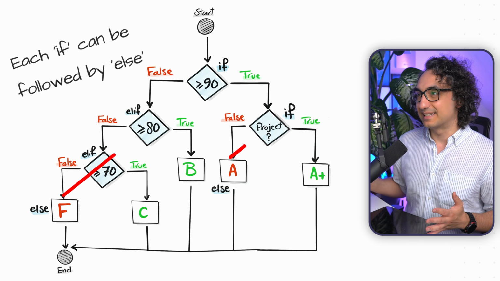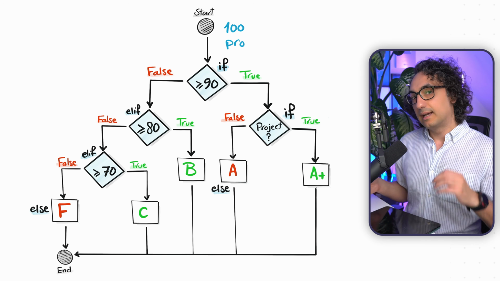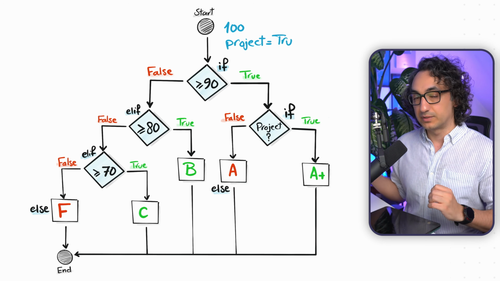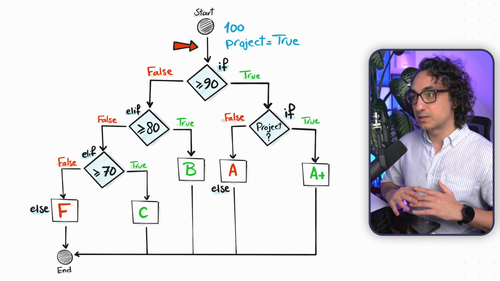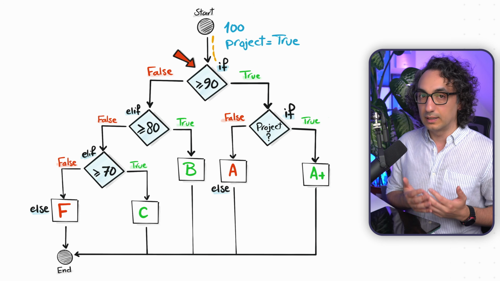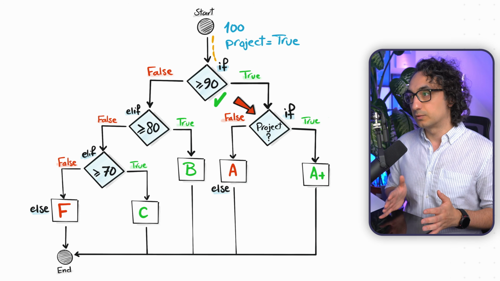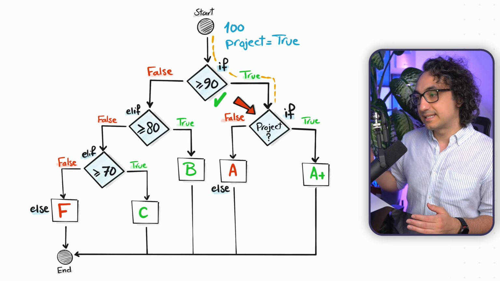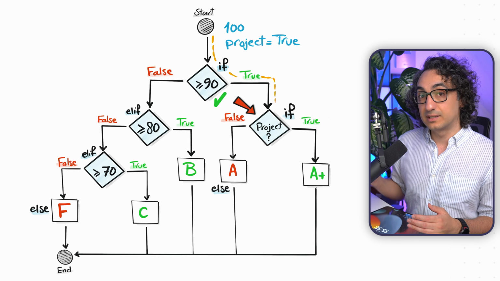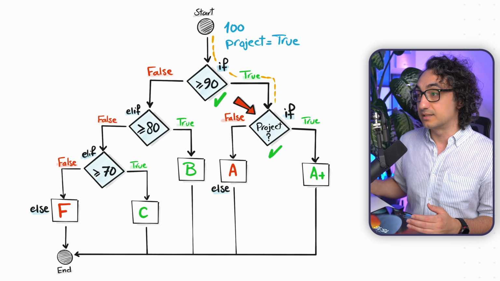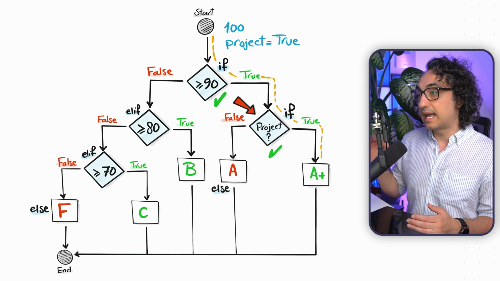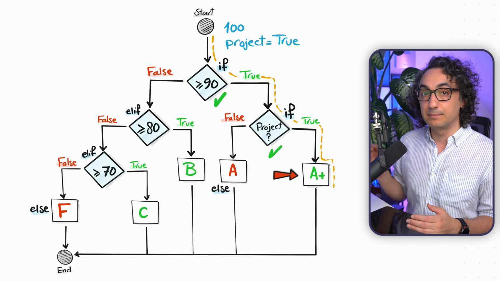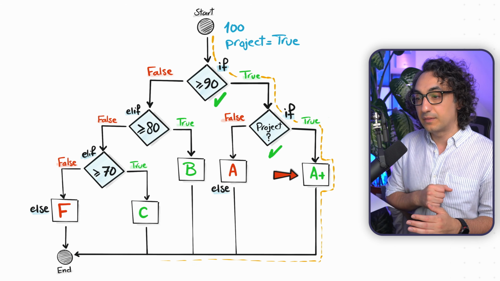So now let's have an example. Let's say the student has 100 and as well he submitted a project. So we have true. So now Python is gonna start with the first question. Is it higher than 90? Well, it is true. That's why Python is gonna go to the right side and then ask the second follow-up question. Has the student submitted any project? Well, it is yes. Then it's gonna go to the right side and the student is gonna get a perfect A+. And Python is gonna break everything and go to the end.